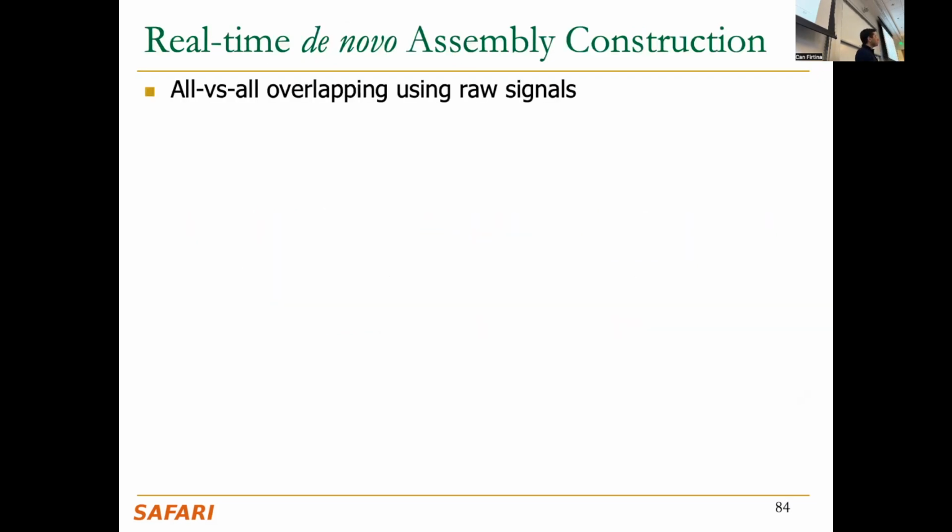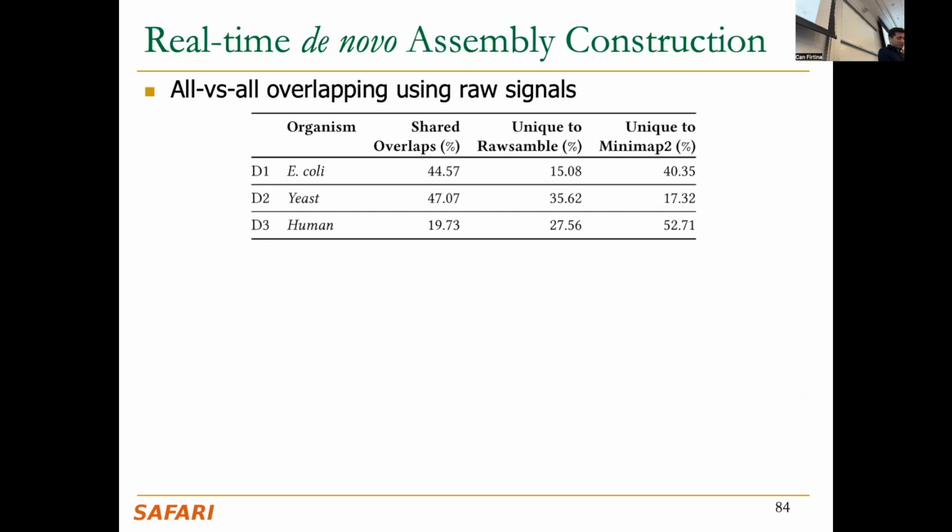So we can hopefully construct assemblies also in real time. In fact, we basically try to do it with the on-the-fly overlap construction. First, we look at the quality, or basically how many overlaps we're sharing with the base code overlaps, using all these 3 data sets. Especially for smaller genomes, we see that the raw signal overlapping shares a large portion with the base code overlaps. But still, there are some overlaps that are unique to raw signal overlapping, and also some that are unique to base code overlapping, right?